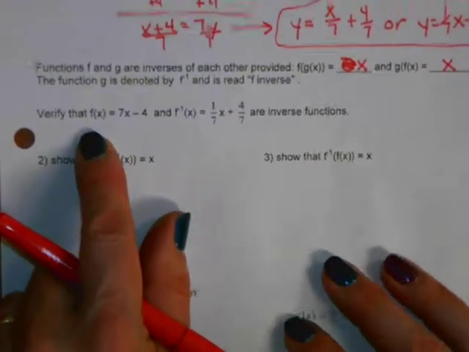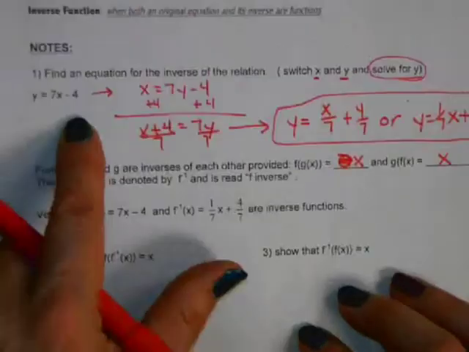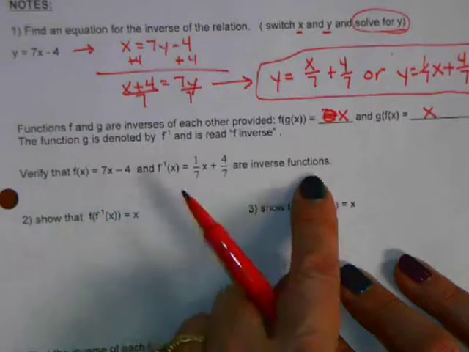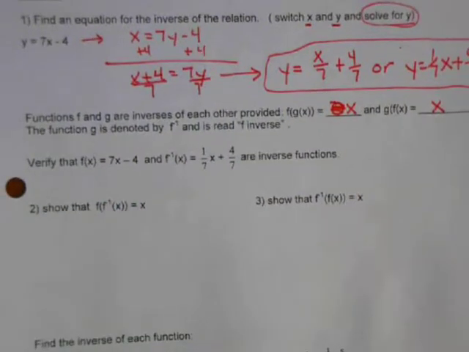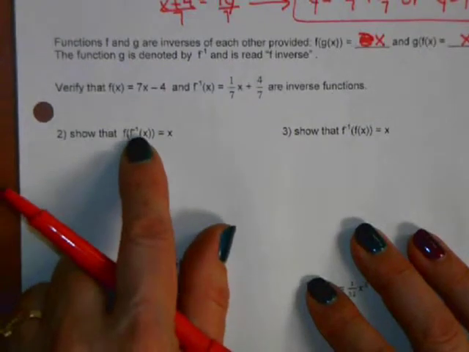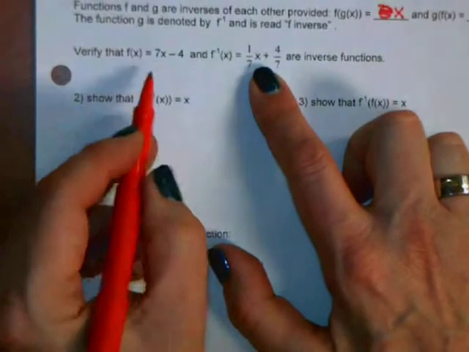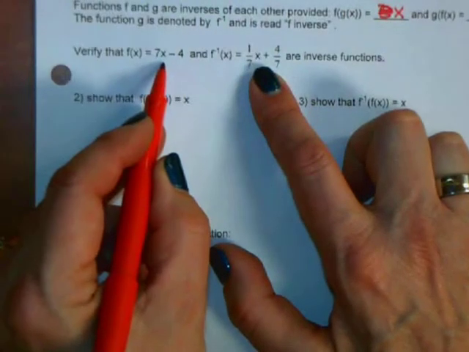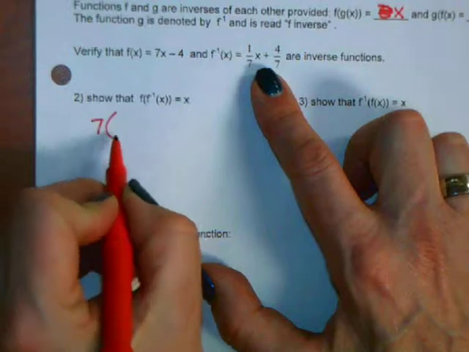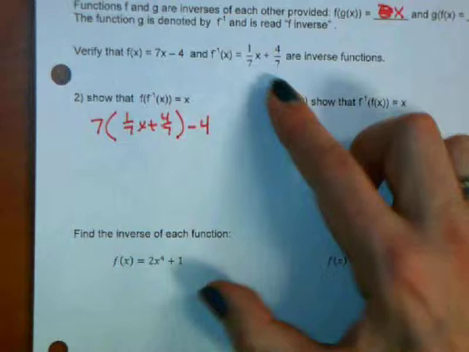So here we go. Verify. We're going to prove now that f of x equals 7x minus 4, which is what we had up here, and f inverse of x equals this are actually inverse functions. We got to prove that they really are. So what we do is we compose them. We show that f of f inverse x equals x. You take this function and put it in this function and see if it equals x when you simplify. So 7 times 1/7 x plus 4 over 7, minus 4. And I'm going to simplify that.